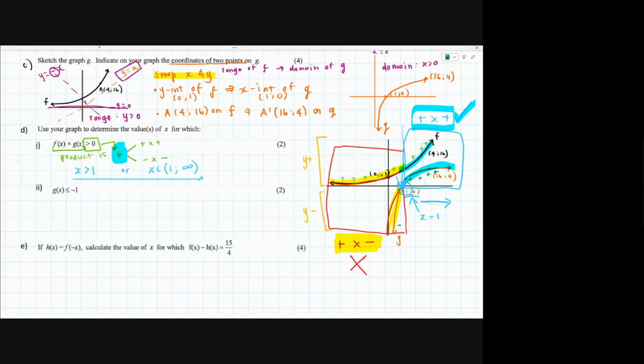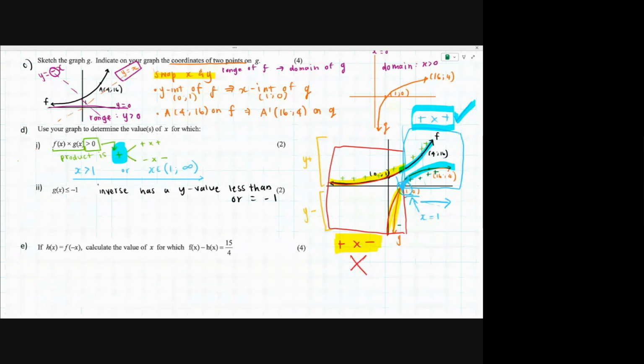All right, guys. The next one says where g of x is less than or equal to -1. Now, this is a bit random. It's now asking me where my inverse has a y value less than or equal to -1. What on earth am I supposed to do with that? Well, I don't even know where -1 is on my y-axis because this diagram is not to scale.